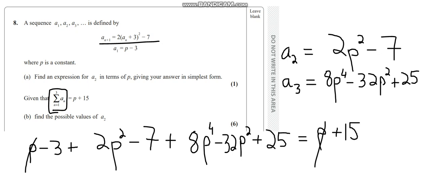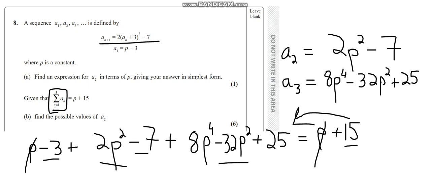And then look for the like terms: minus 3, that's a single term, and minus 7 becomes minus 10, and 25 and 15 are on the other side. If 15 comes to this side, that becomes minus 15. So positive 25 minus 15 becomes 10, and we already have minus 3 minus 7 as minus 10, so minus 10 plus 10 becomes 0, and we are left with 8p, and we have a positive 2p square at the other side, and minus 32p square.